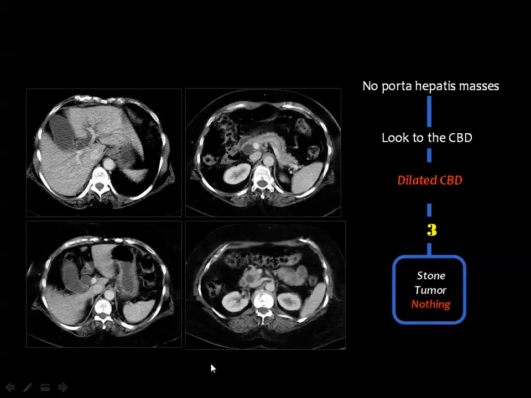Then the third possibility is to detect nothing, no stones, no tumor. And here you see dilatation of the biliary radicals, and the common bile duct is dilated. The common bile duct is dilated, also the pancreatic duct is dilated, and the common bile duct is dilated along its whole course, but there is no calculi inside, and also the pancreatic head is of normal size.